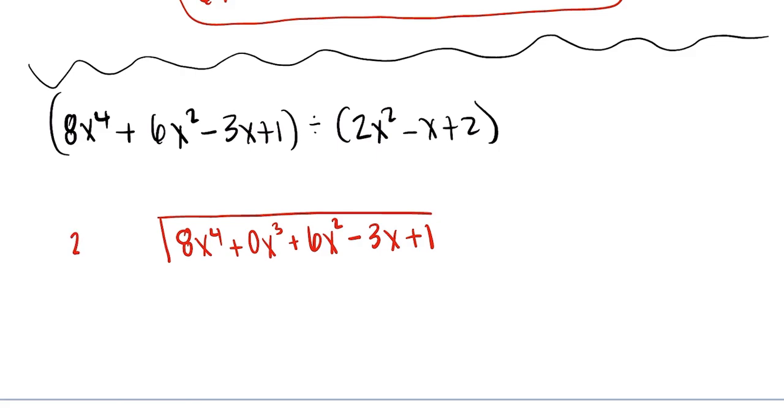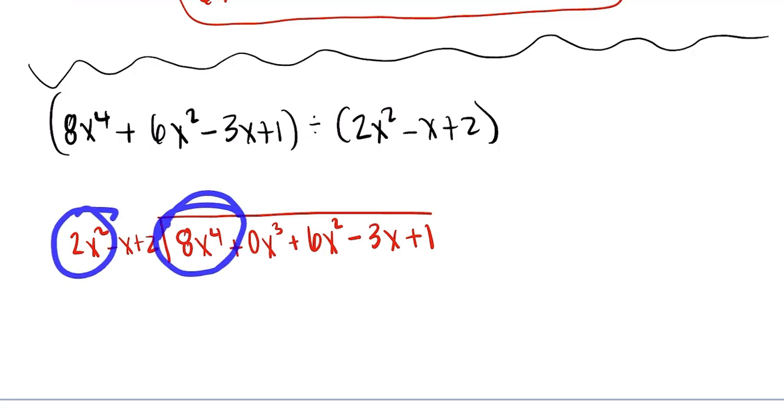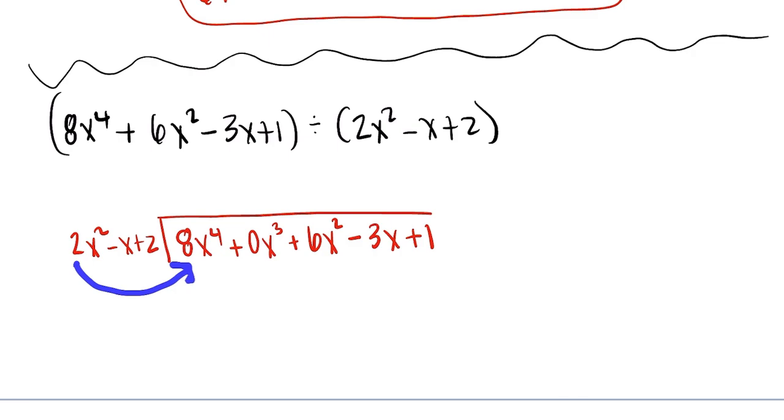And then I'm going to stick the 2x squared minus x plus 2 on the outside. And then we'll do the same thing that we did already. When we do the division, I'm just going to look at the leading terms. I need to know, what do I multiply 2x squared by to get 8x to the 4? Well, what do I have to multiply 2 by to get an 8? So we're going to need an x squared. What else am I going to need besides an x squared? I need a 4.